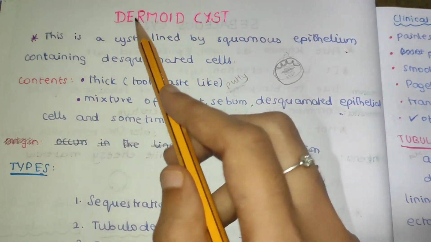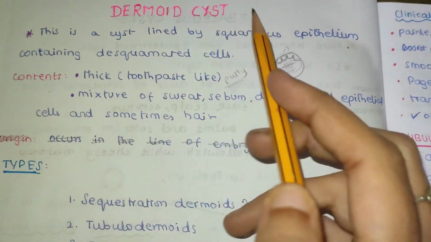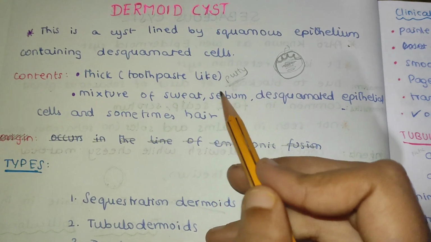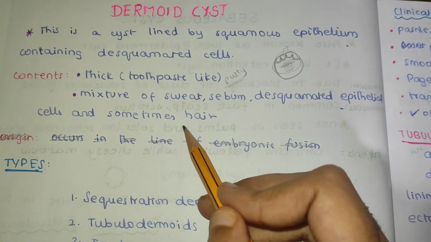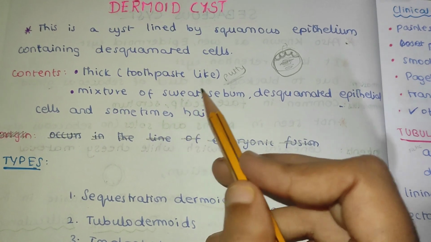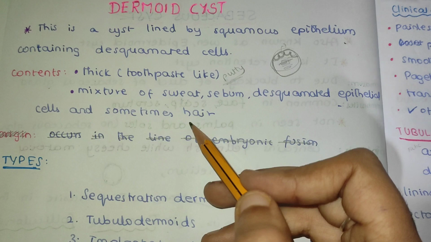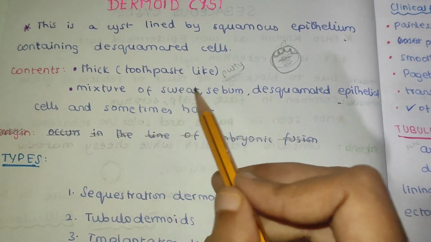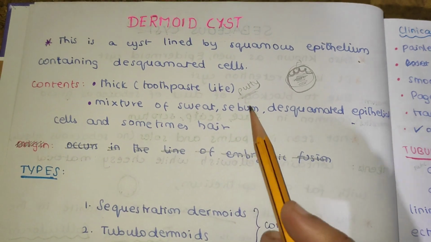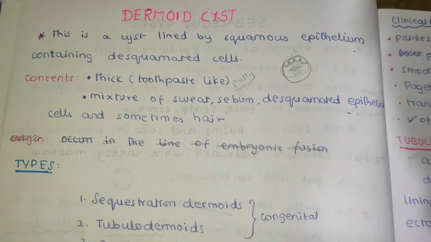So the name itself indicates it is a dermoid cyst. There is a word dermis here. So what are all the contents of dermis? Sweat glands, sebaceous glands, and also hair follicles. So the secretions of sweat glands, that is sweat, sebaceous gland, that is sebum, and hair follicles are also present. So it contains sweat, sebum, desquamated epithelial cells, and sometimes hair. So this is the definition of dermoid cyst and its contents and the consistency of the contents.